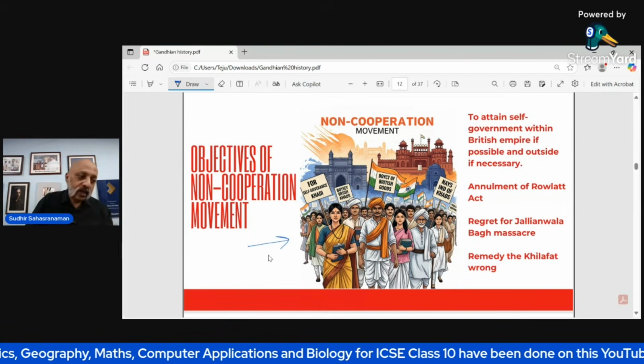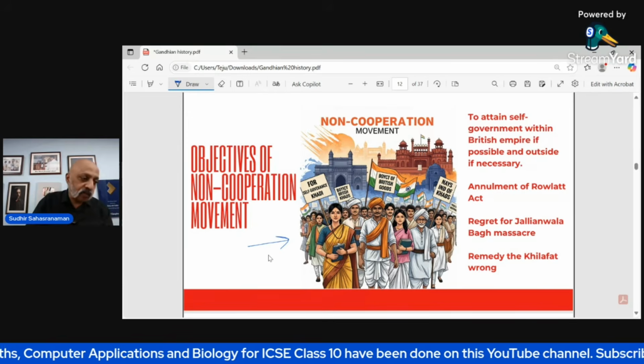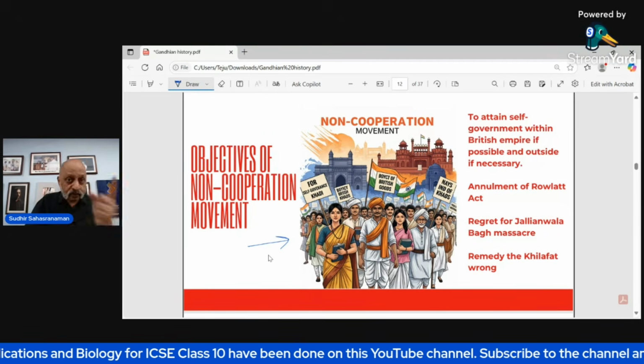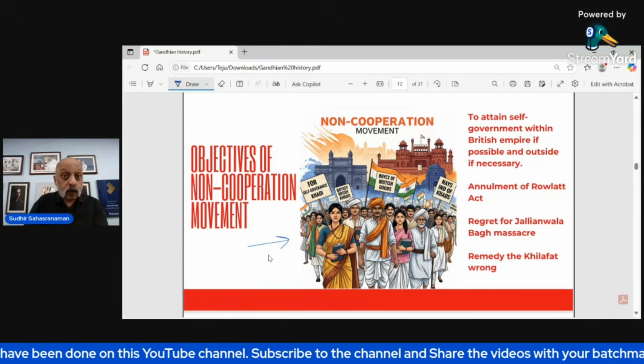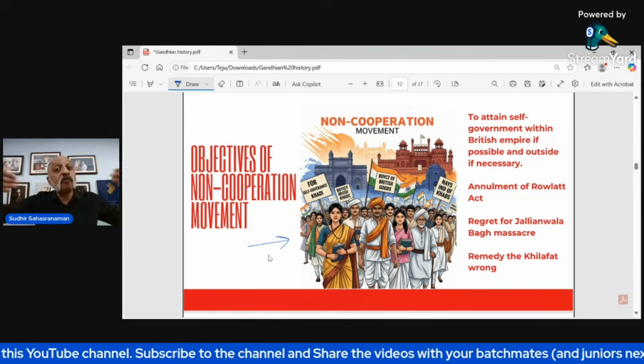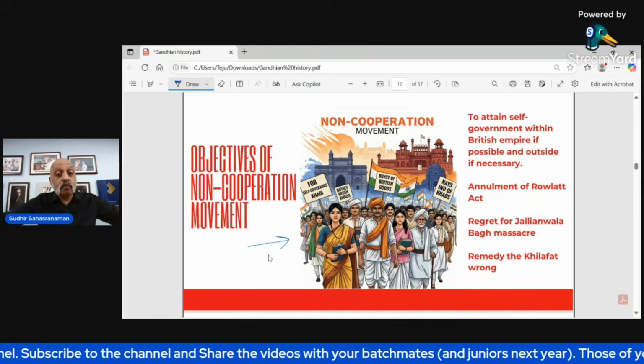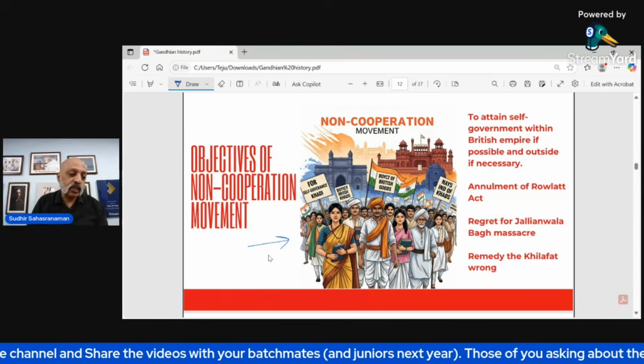The Congress boycotted the elections to the legislature and did not field candidates. Charkhas were manufactured, the spinning wheel you saw in Mahatma Gandhi's hands, for people to spin cloth, because that became a symbol of protest against the British rule.